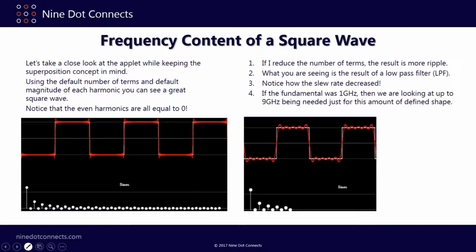If the fundamental frequency was 1 gigahertz, then we are looking at up to 9 gigahertz being needed just for this amount of defined shape. Because again, 1, 3, 5, 7, and 9. So you've got all the way up to 9 gigahertz just to create this amount of a shape.